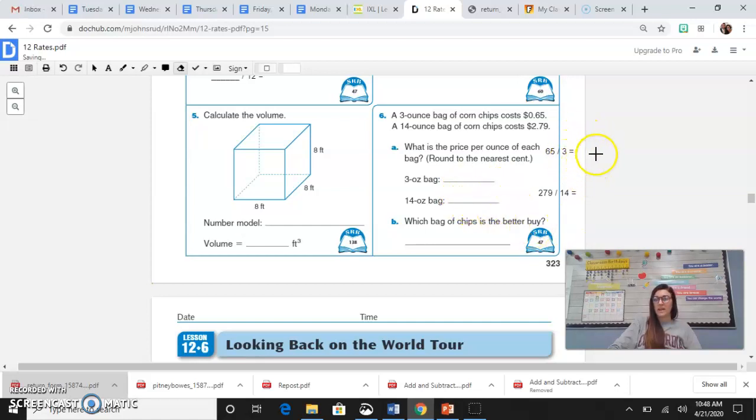Then, whatever answer here is smaller will give you your answer here. Which bag of chips is the better buy? Whatever one's cheaper here is going to be your answer here, either the 3-ounce or the 14-ounce bag. And that is it for your math journal pages today.